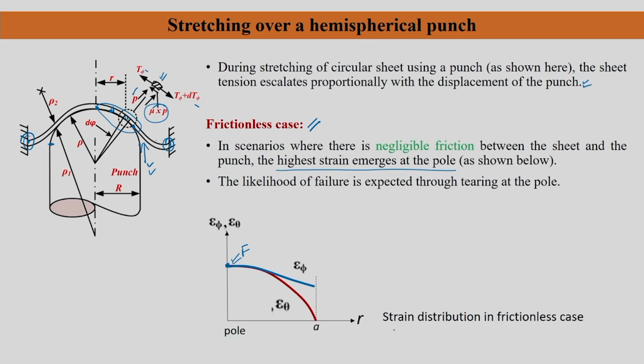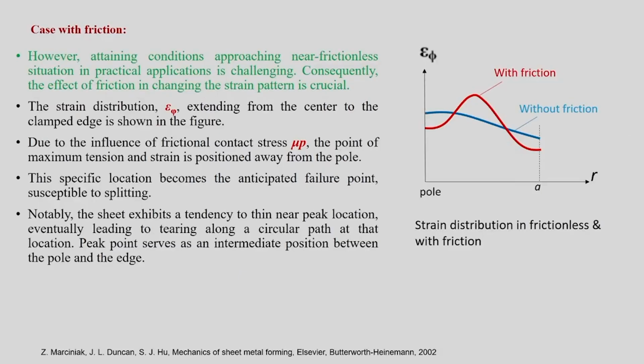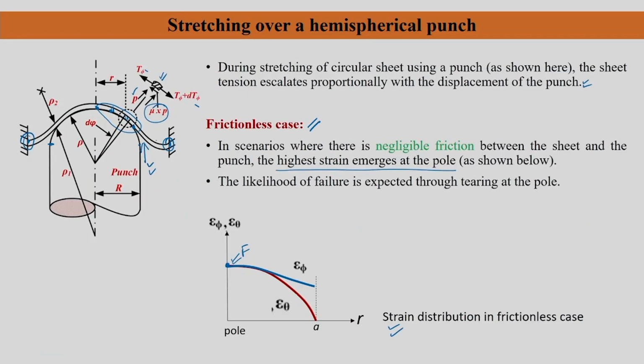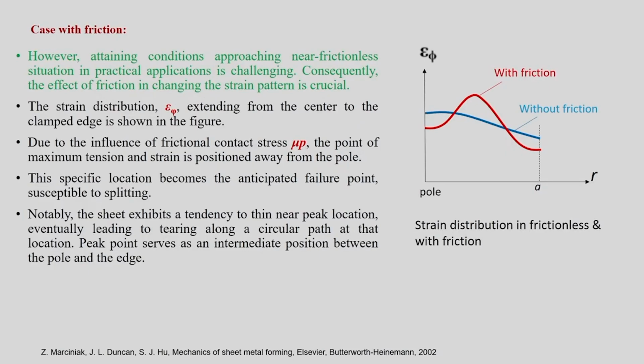So, it is very simple. Strain distribution for frictionless cases, already we know that. Failure is going to get initiated at the pole because there the strain is going to be larger as compared to other locations. Now, this is a frictionless case, no? Frictionless case means you put a lot of lubricant. Okay, well lubricated, let us say. Now, there is another case where there is no lubricant, or a dry friction, maybe you can say, the case with friction.